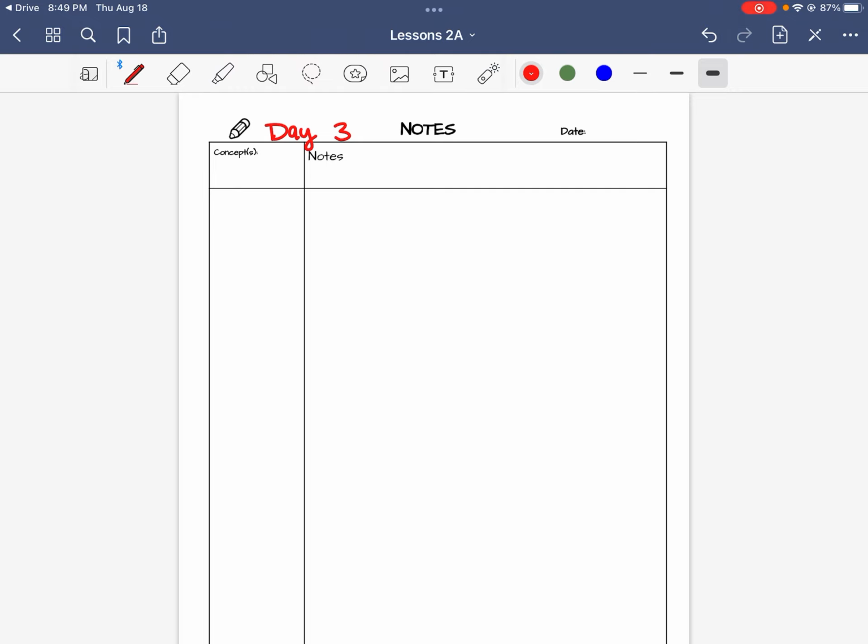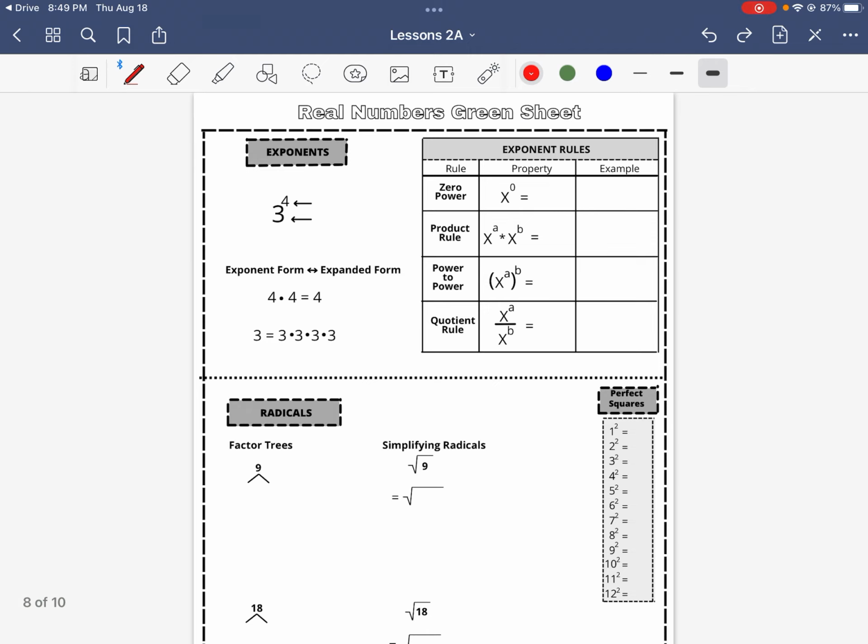Please make sure you have 3 things in front of you. Make sure that you have a blank template of these notes. You're going to have to write day 3 on here. And that you have your green sheet out.